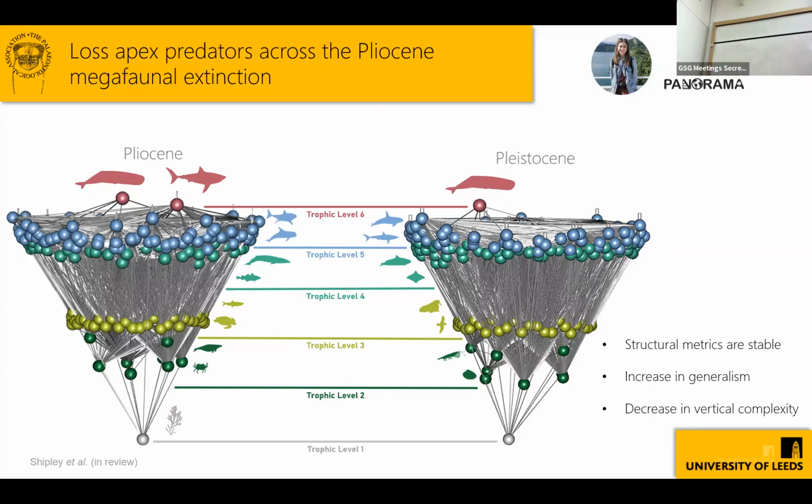It is joined by the sperm whale. I'm not going to talk too much about the sperm whale. For the modern day sperm whale, the trophic level ranges from 4.5 to 5.5, but in our models it's a little bit higher. You can ask me about it at the end if you're really interested.